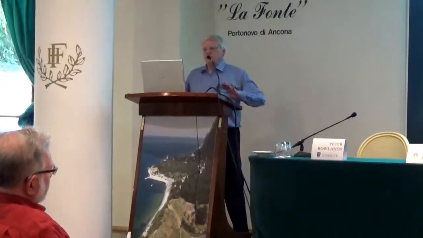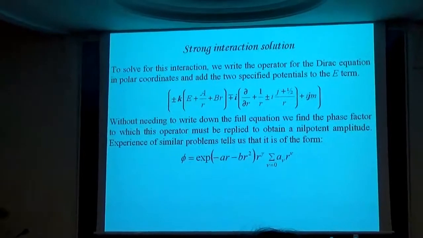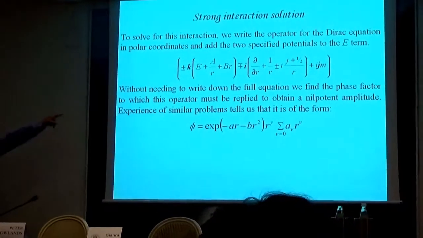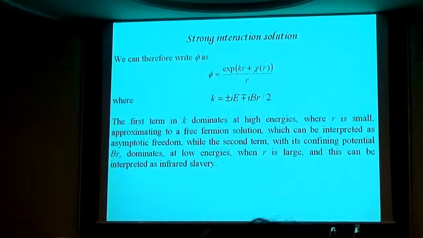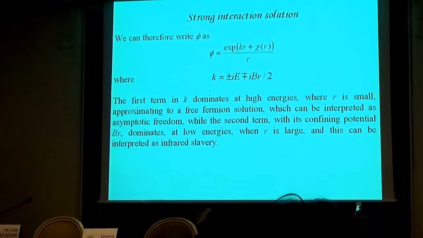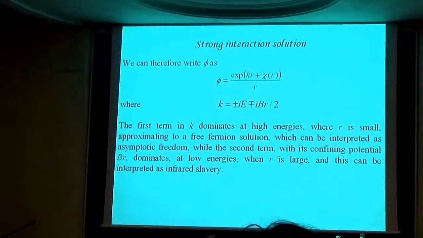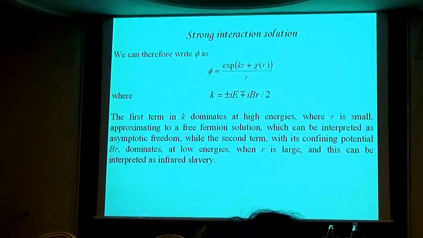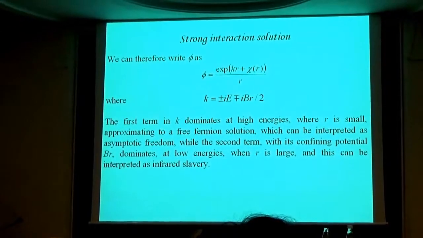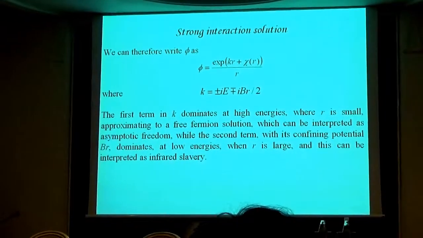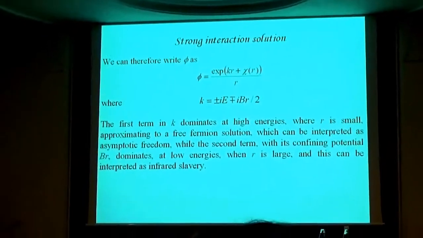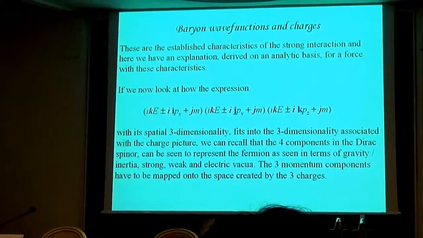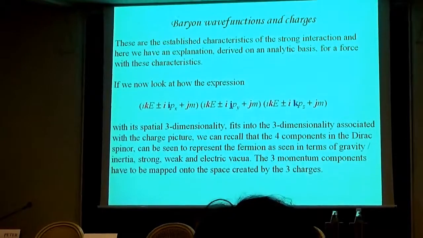So I'm not going to go into detail about this, but if I set up the version of Dirac equation using polar coordinates, hence the second term's changed into polar coordinates, the first term with the 2 potentials, I can actually get something like this out, and I get a phase term that comes out like this. And the first term in K dominates at high energies, approximating the free fermion solution, asymptotic freedom. The second term has a confining potential dominating at low energies, infrared slavery. So we can get the correct solution. And nobody else has actually got an analytic solution for this, to my knowledge.